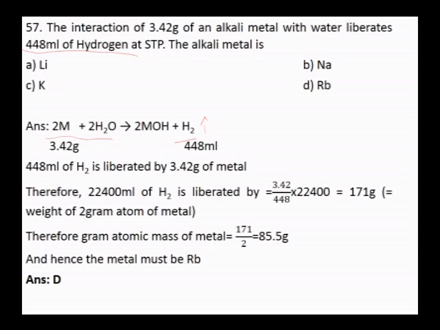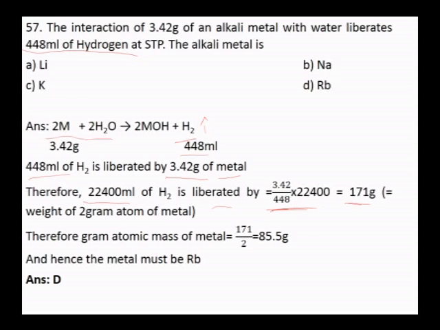From the information which is given, 448 ml of hydrogen gas is liberated by the reaction of 3.42 gram of the alkali metal. Therefore, 1 mole of hydrogen gas, or 22,400 ml of H2 gas, is liberated by 3.42 divided by 448 into 22,400, and if you simplify this, it comes to 171 gram.